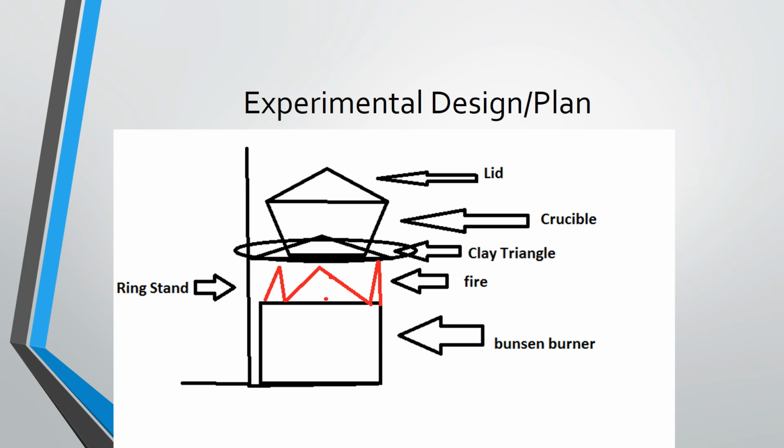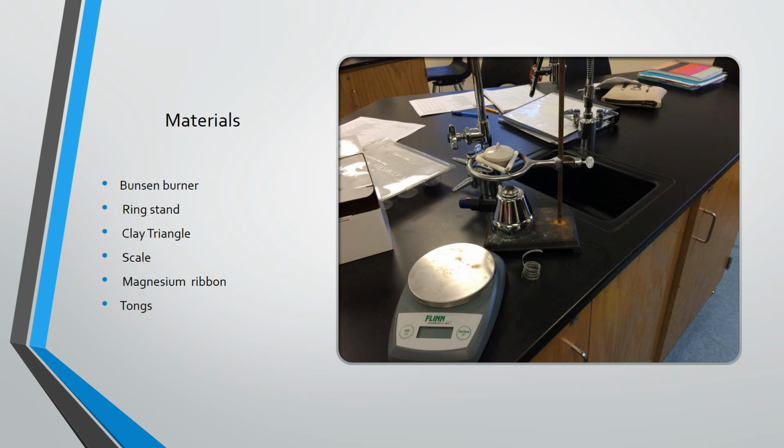As you can see, this is my experimental design. I have my ring stand holding my clay triangle, holding the crucible, which is being burned by the Bunsen burner. These are the materials I used in my experiment: Bunsen burner, ring stand, clay triangle, scale, magnesium ribbon, and tongs.